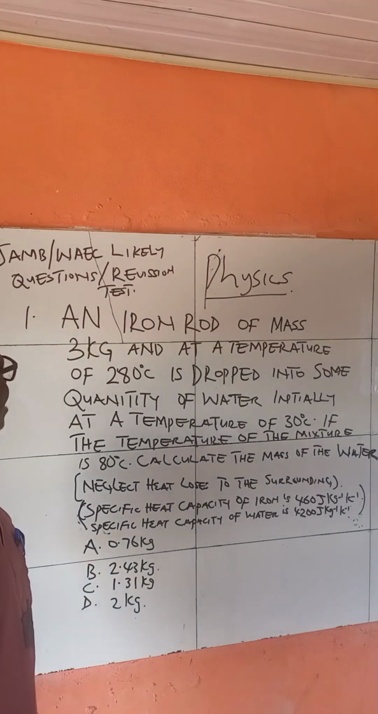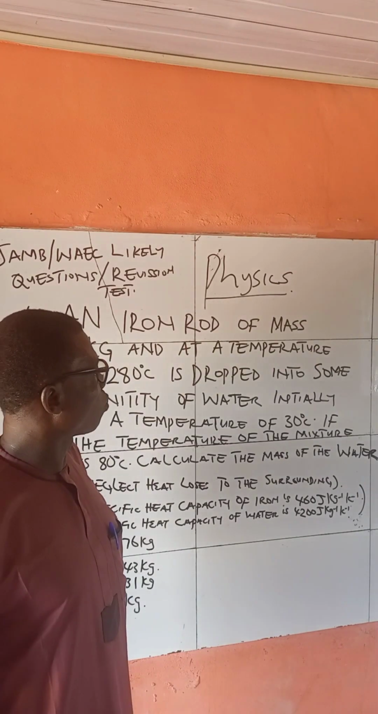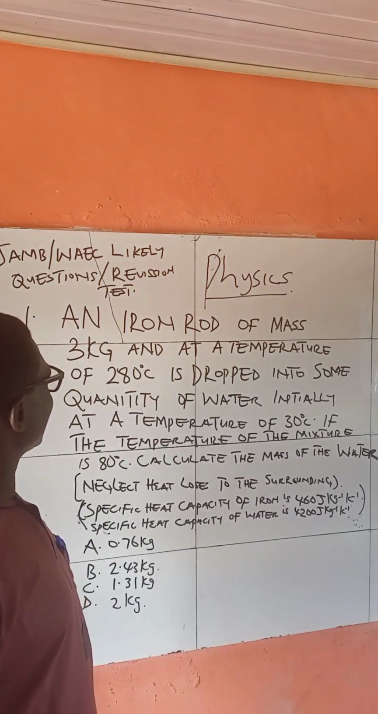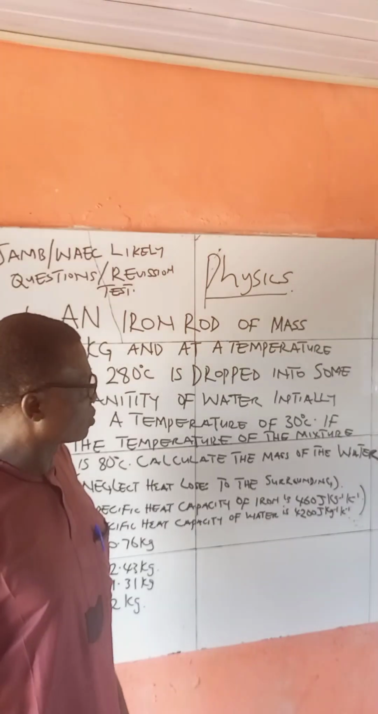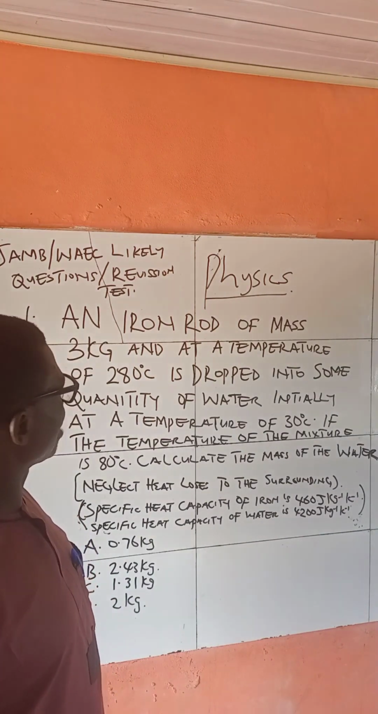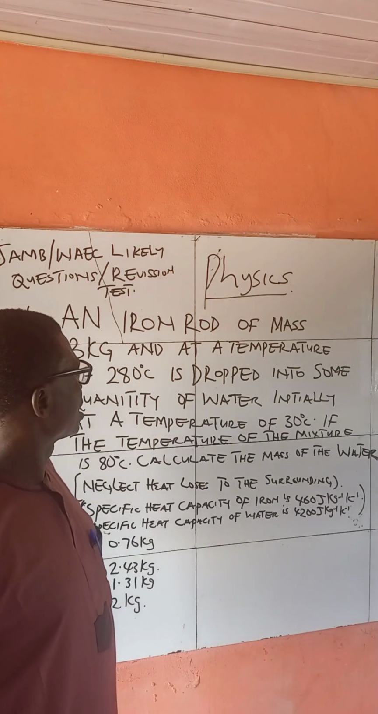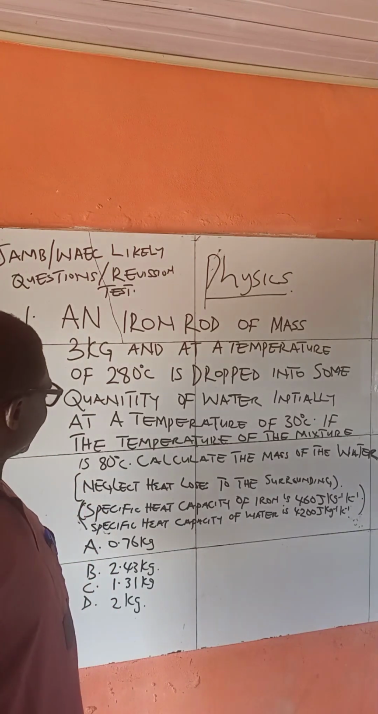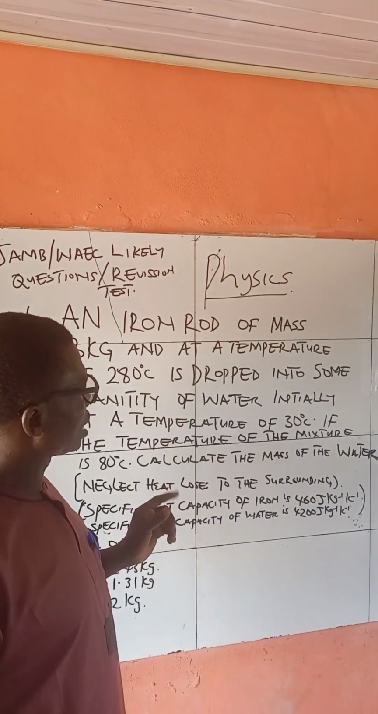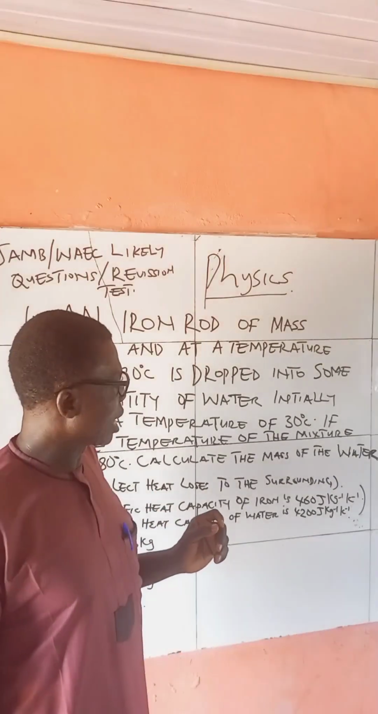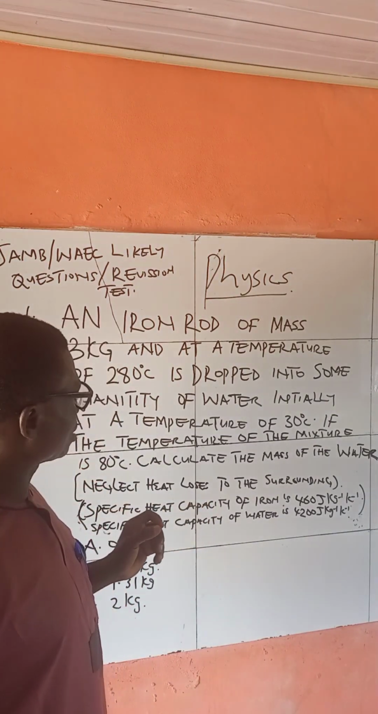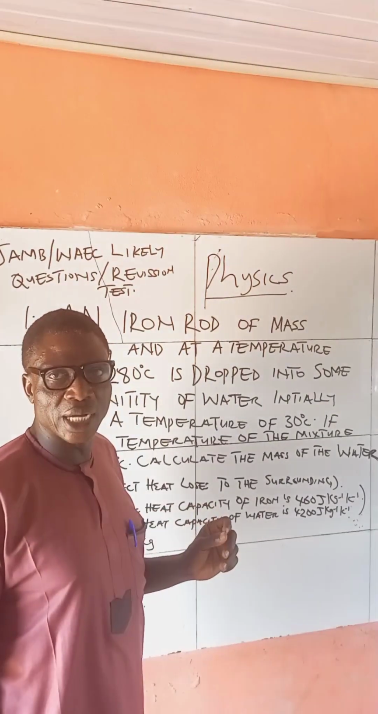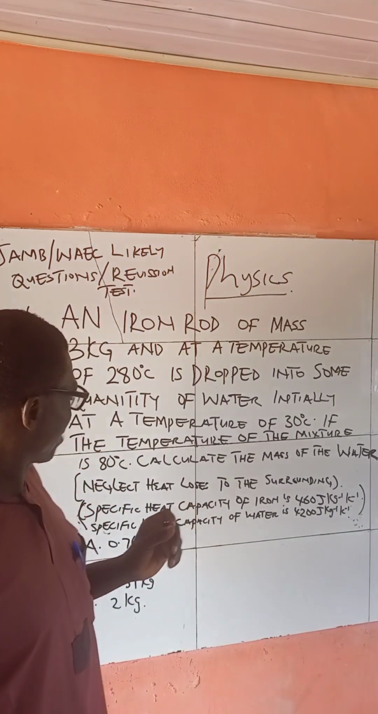An iron rod of mass 3 kg and at a temperature of 280 degrees Celsius is dropped into some quantity of water initially at a temperature of 30 degrees Celsius. If the temperature of the mixture is 80 degrees Celsius, calculate the mass of the water. Neglect heat losses to the surroundings. Specific heat capacity of iron is 460 joules per kilogram per Kelvin. Specific heat capacity of water is 4,200 joules per kilogram per Kelvin.